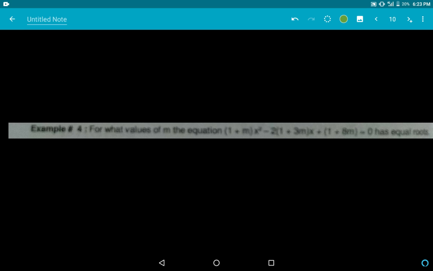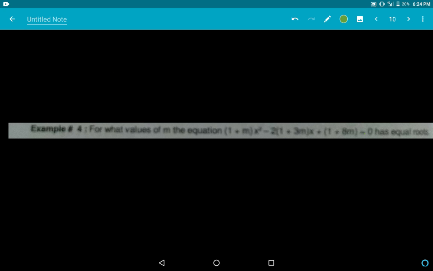For what values of m does the equation (1 plus m) x square minus 2 into (1 plus 3m) x plus (1 plus 8m) equal to 0 have equal roots? Understand this? Equal roots, we know what. One second, I have to switch to the pen. b square minus 4ac is equal to nothing but 0.